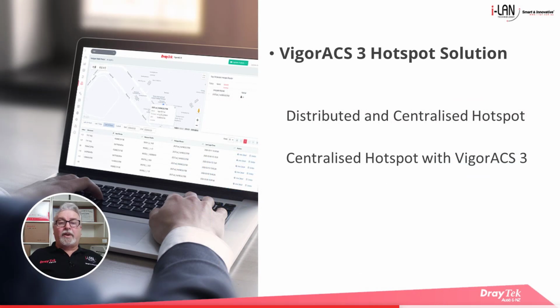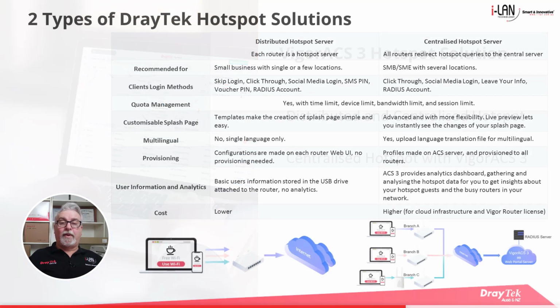Centralized hotspot. VigorACS 3 now has a hotspot solution which offers a way to centralize all of your branch's hotspots. You'll get a better splash page editor at the front, and at the back end you'll still be able to analyze the database and see who logged in with their email addresses, what devices were used, and their login history. Here we have a table comparing individual hotspot server versus a centralized hotspot server offered by VigorACS 3. Hit pause if you'd like to check that out a little longer.